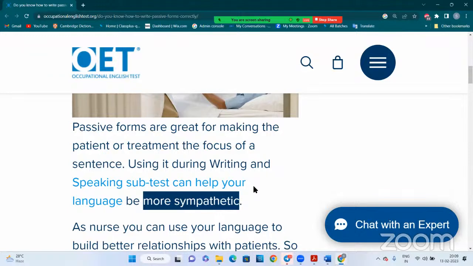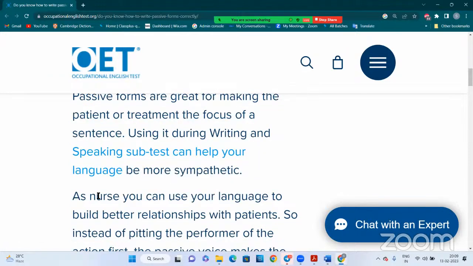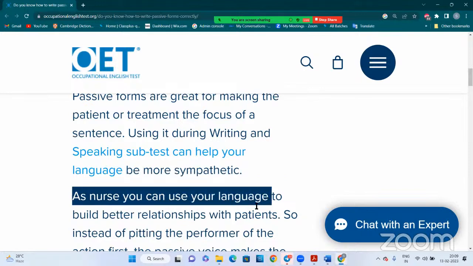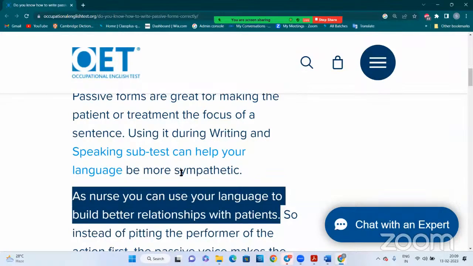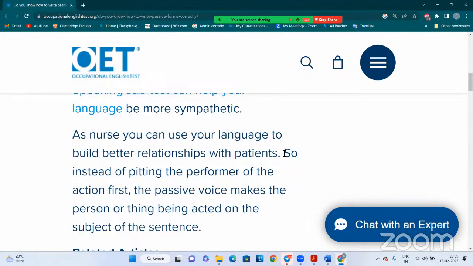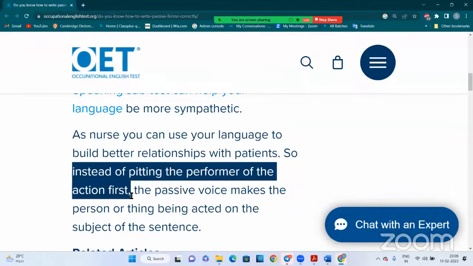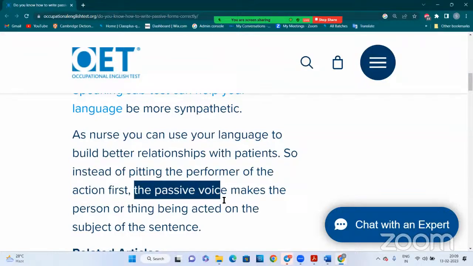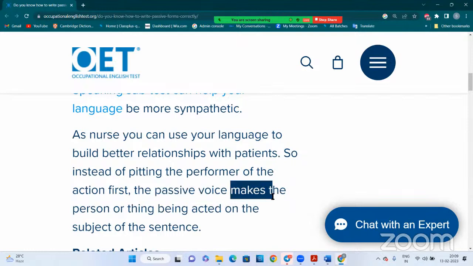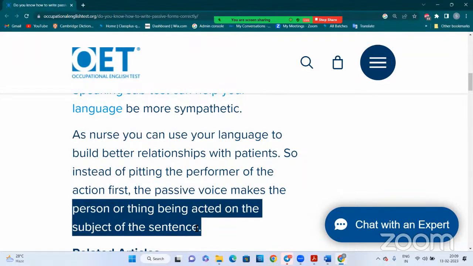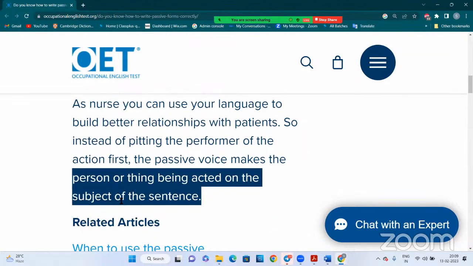As a nurse or a doctor, you can use your language to build better relationships with patients. If you use passive voice, you are building a better relationship with patients. Instead of putting the performer of the action, who is the performer? You are the performer, so why are you bringing yourself? The passive voice makes the person or the patient or thing being acted on the subject of the sentence. I think it is enough for you now.